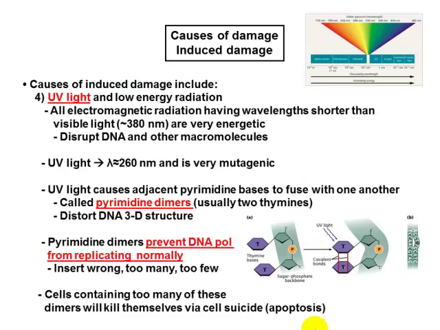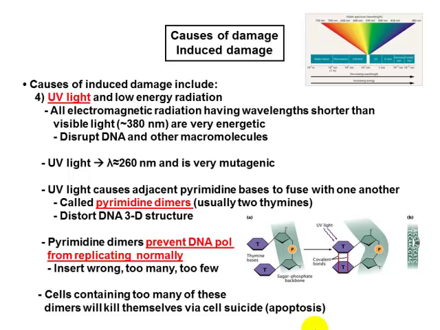UV light, another big one. As I mentioned, UV light will cause a radiation energy. It will cause deamination, depurination, cutting out the purine, right? And it will also cause thymine dimers.